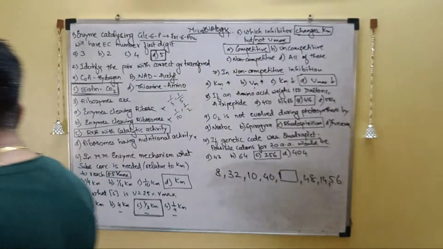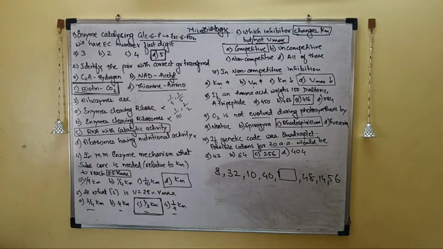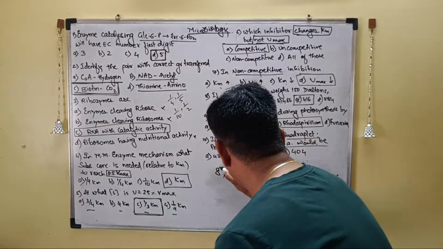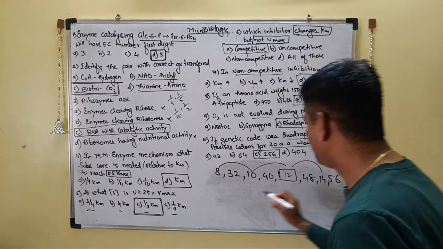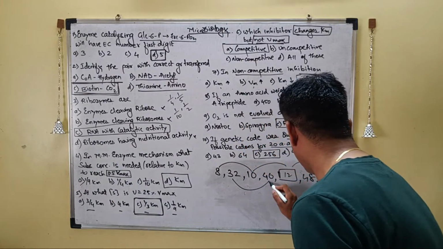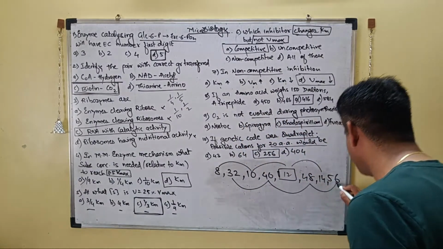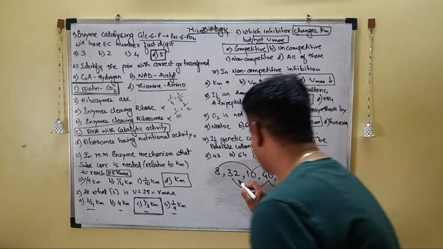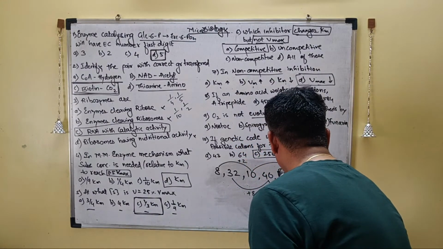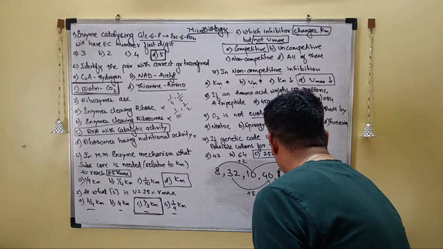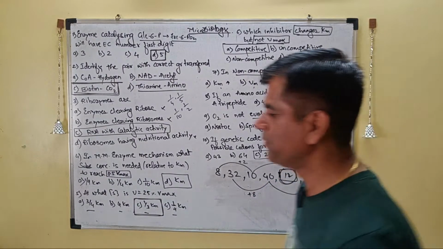Yes. She says 12. Let me see. 8 plus 2, 10, 10 plus 2, 12, 12 plus 2, 14. Great. And this is 32 plus 8, 40, 40 plus 8, 48, 48 plus 8, 56, right? So this is plus 2 and this is plus 8. So here you have your 12. Great, great, great.